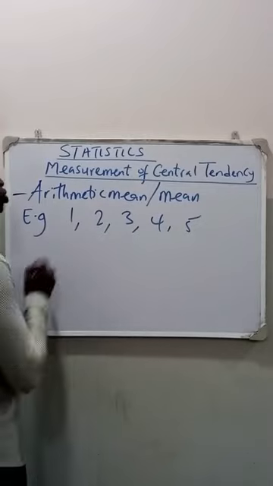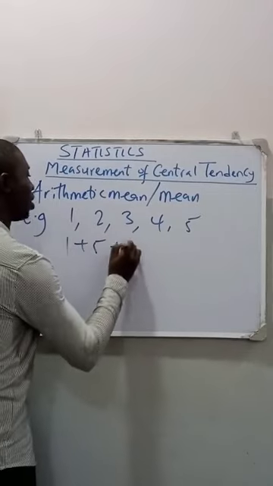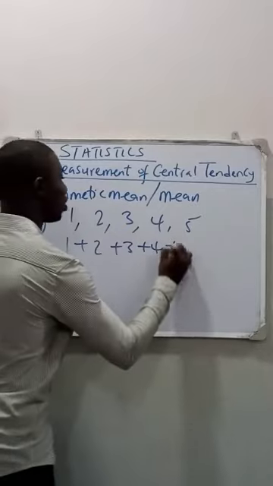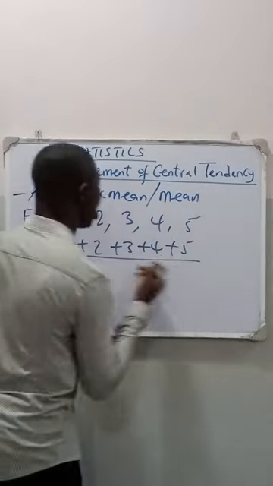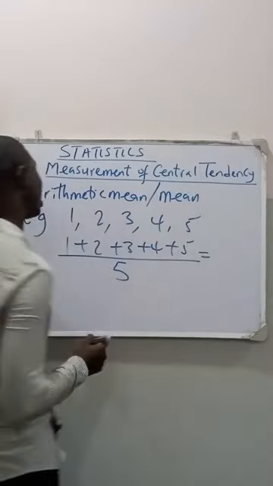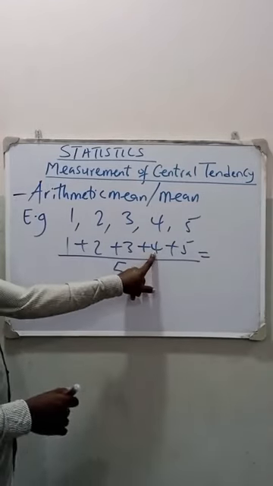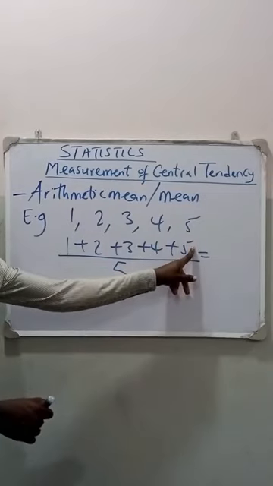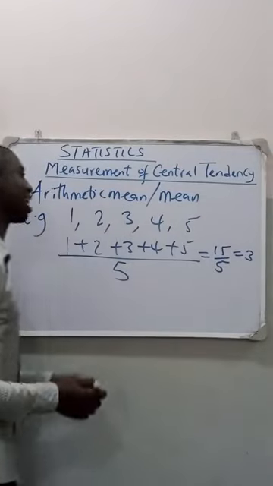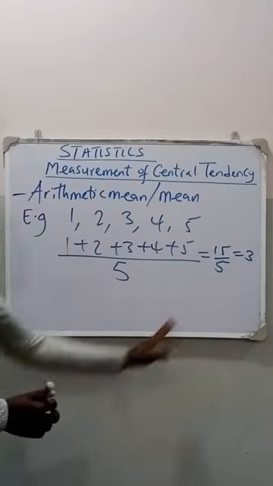For us to do that, add all these numbers together. That is 1 plus 2 plus 3 plus 4 plus 5, divided by how many they are. They are 5 in number. So this will give us 2 plus 1, 3, plus another 3, 6, plus 4, 10, plus 5, 15. 15 over 5 gives us 3. It means that the mean of the following set of data is 3. You can see the one we've calculated.